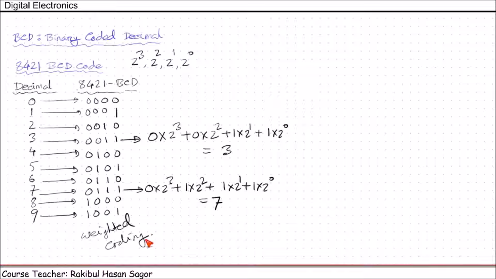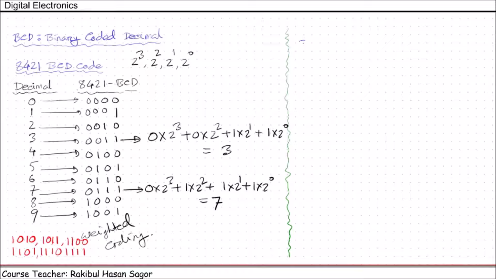And as I told you earlier, in the 8421 BCD system, the invalid BCDs are 1010, 1011, 1100, 1101, 1110, and finally 1111. These are invalid BCDs for 8421 BCD code. We may have another weighted coding, that is 2421 BCD code.